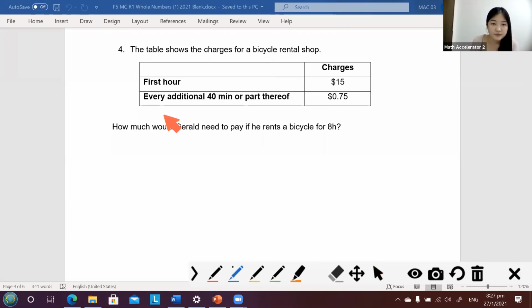First of all, study the diagram over here. What are they talking about? The first hour is $15. Every additional 40 minutes or part thereof will be 75 cents. How much would Gerald need to pay if he rents a bicycle for 8 hours?